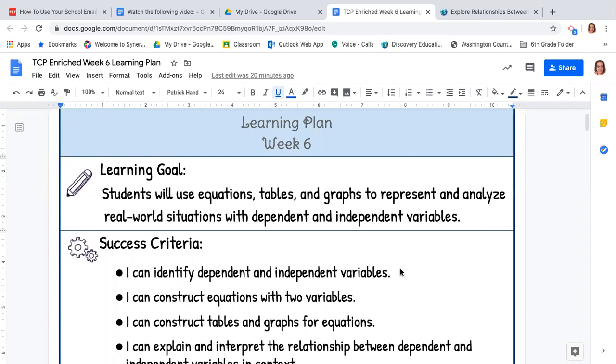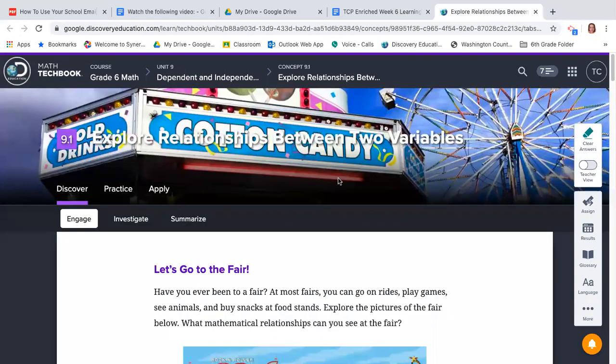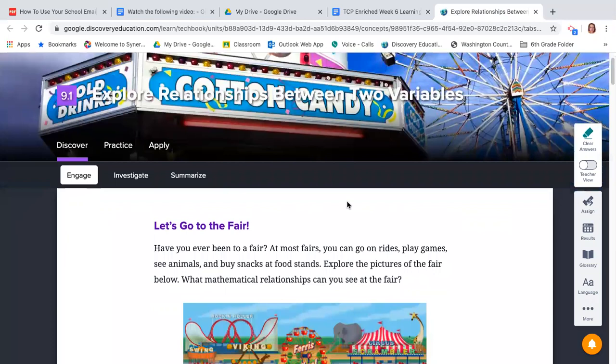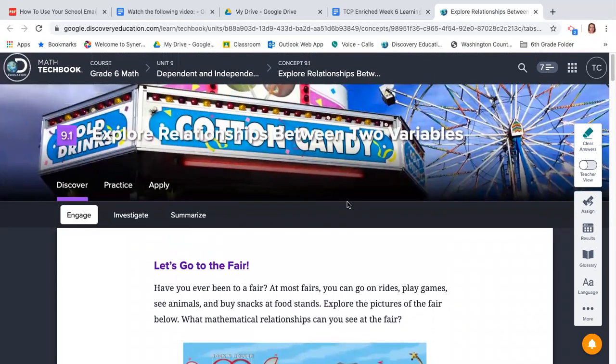This week, your learning goal: you will be able to use equations, tables, and graphs to represent and analyze real-world situations with dependent and independent variables. The first thing we are going to look at today is concept 9.1, exploring relationships, dependent and independent variables. All classes will be on the same unit.